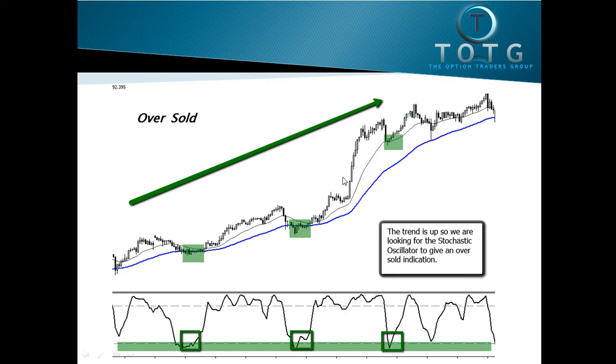That means you're in an uptrend, and you can see I indicated the key points, and this is where the oscillator is showing an oversold indication. Right, oversold. You could have bought there. Oversold. Could have bought there. Oversold. And everything goes in the direction of the big flow.